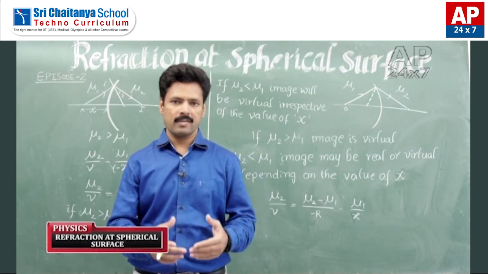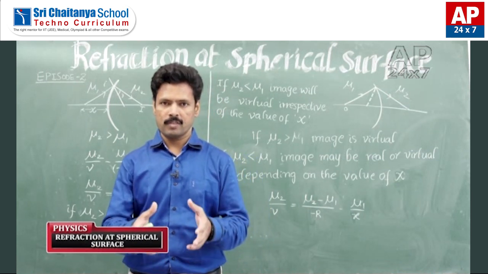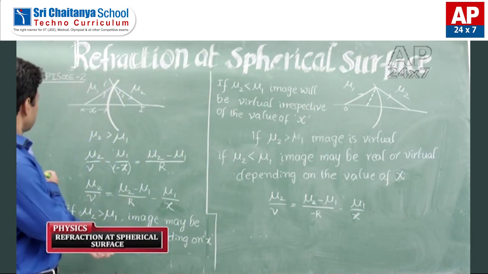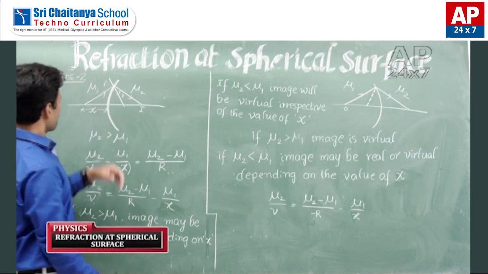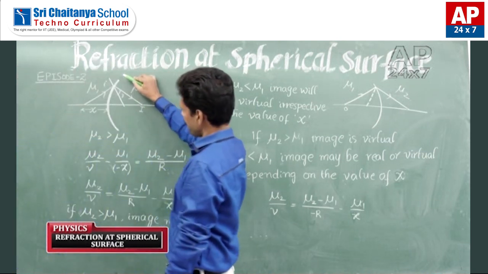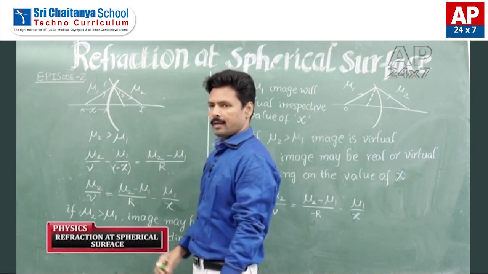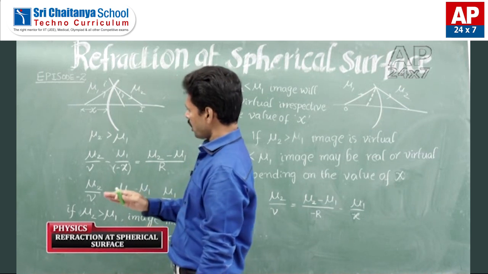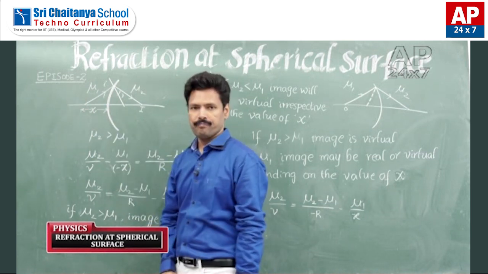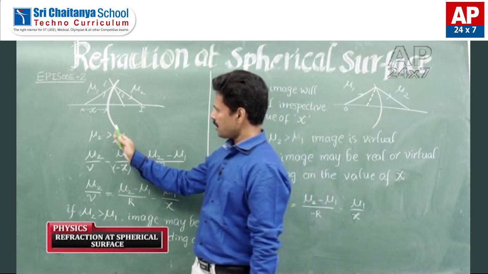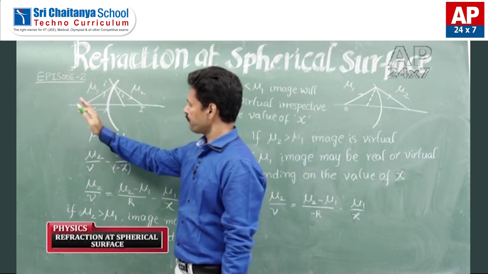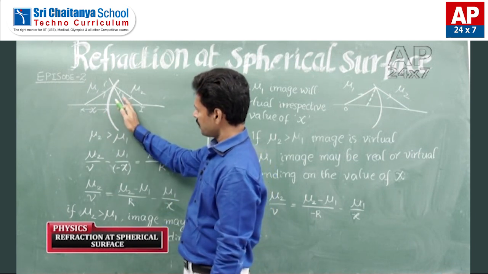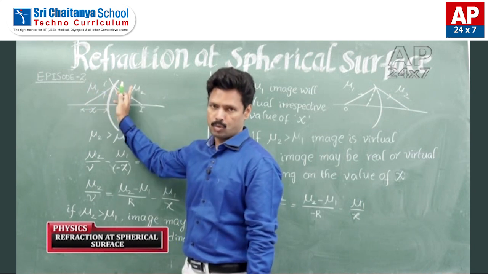Let us discuss what will be the nature of the image when we have refraction at a spherical surface. This is the spherical surface separating two media with refractive indices mu1 and mu2. Let us take the object on the convex side, at a distance x. Now the image depends on the values of mu1 and mu2.